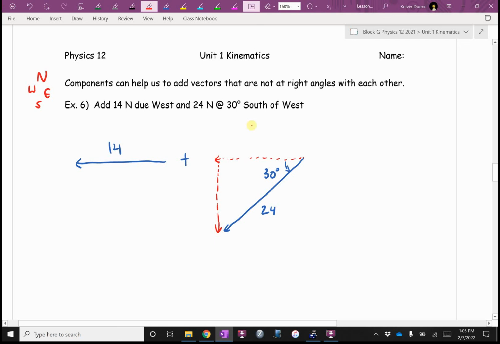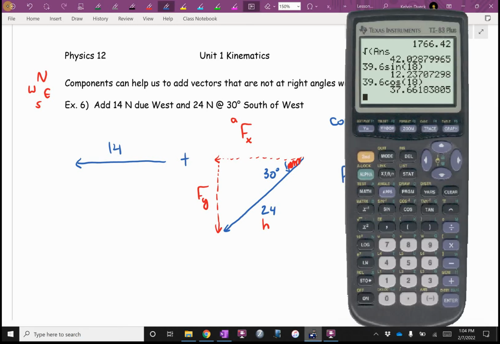I'll call this, its forces, so I'll use the letters Fx and Fy. Kevin, what do you want to find first, Fx or Fy? Doesn't matter, pick. So that's going to be adjacent, hypotenuse. It's going to be cosine of 30 equals Fx over 24. So it's going to end up being 24 cos 30.